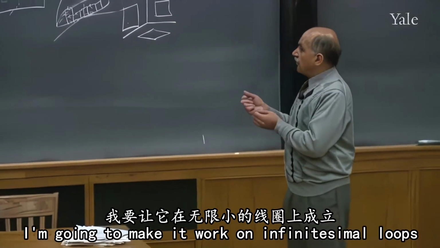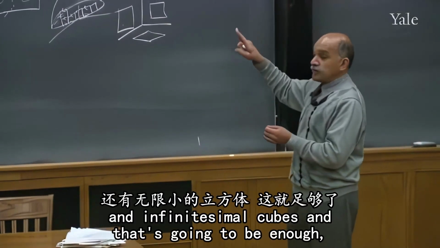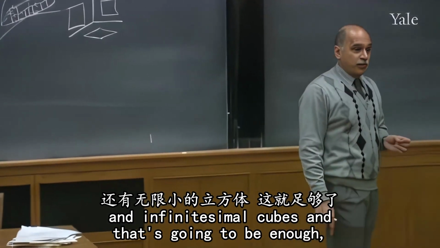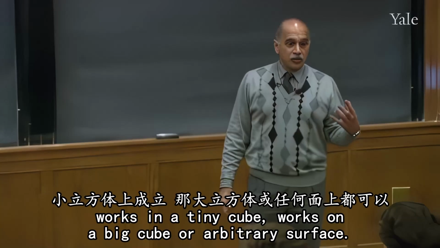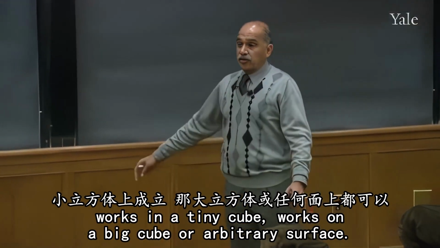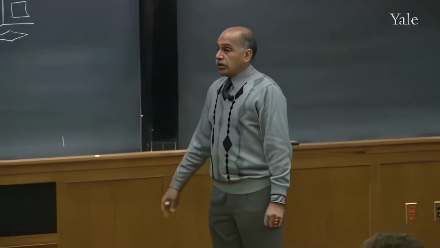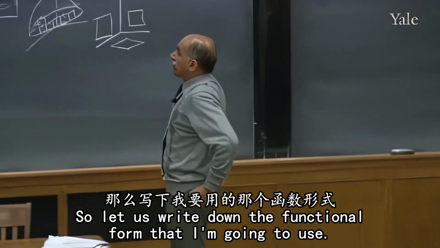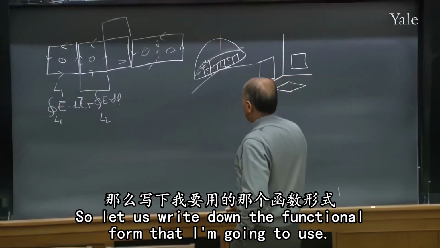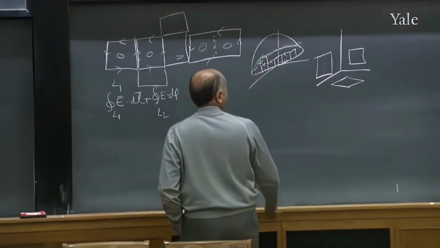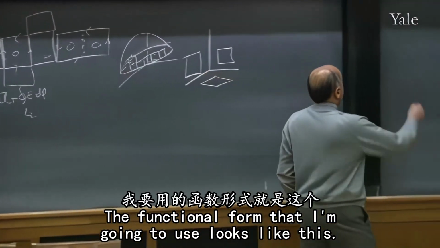I'm going to make it work on infinitesimal loops and infinitesimal cubes, and that's going to be enough. Because if it works on a tiny loop, it works on a big loop; works on a tiny cube, works on a big cube, or arbitrary surface. So let us write down the functional form that I'm going to use. The functional form that I'm going to use looks like this.